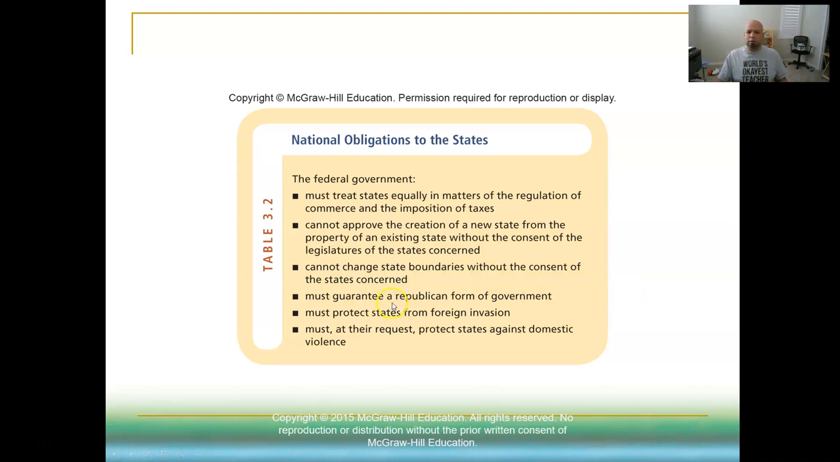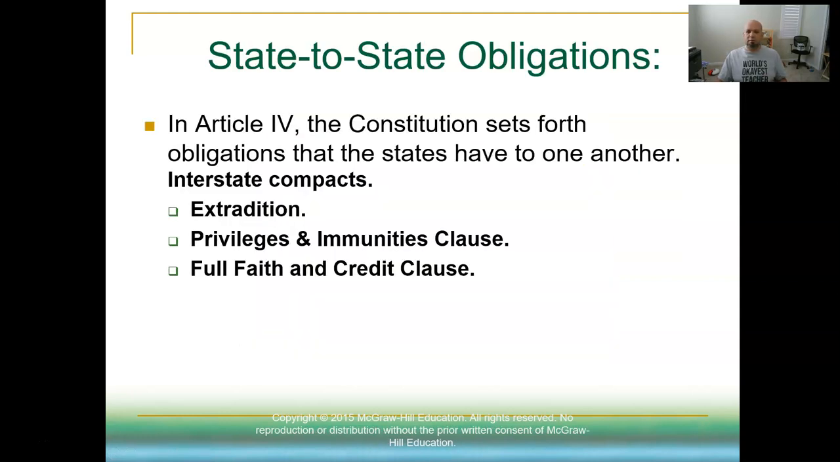Every state has to have a Republican form of government, which means we have to have representative democracy in every state. And then the national government protects us from foreign invasion. And if there's enough problems within the state, the national government, at the state's request, can send in help.